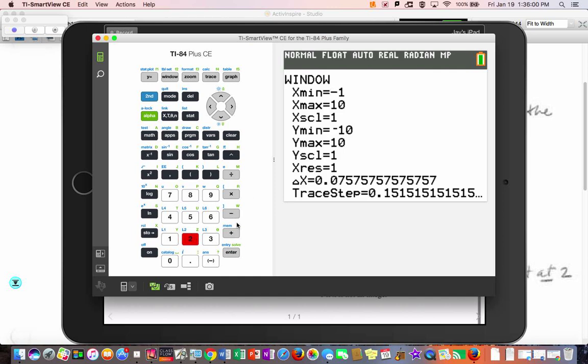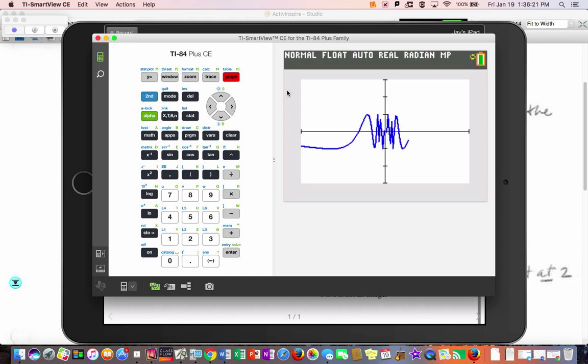So negative 1 to 1. So we're going to get really close there. And let's just do that, that's just the scale of 1. And the y values don't need to be too far apart. So negative 3 to 3 is fine. Something like that. So again, I'm at negative 1 to 1. So now we're going to zoom in a little closer.